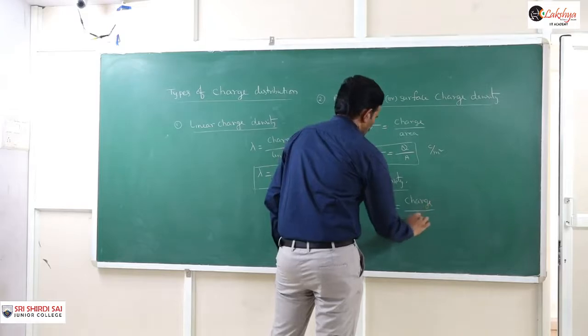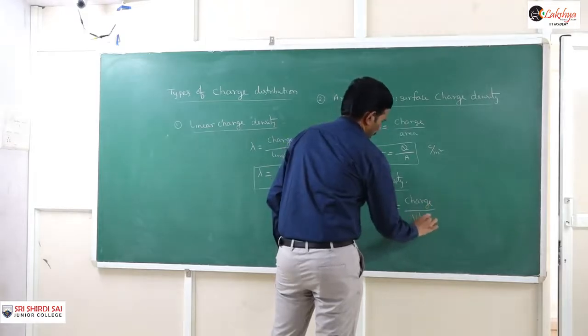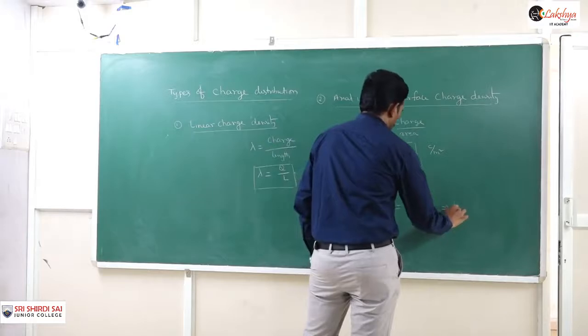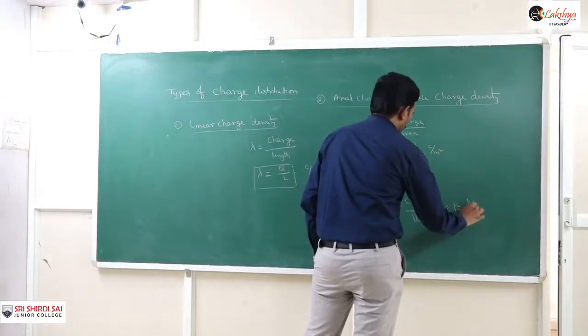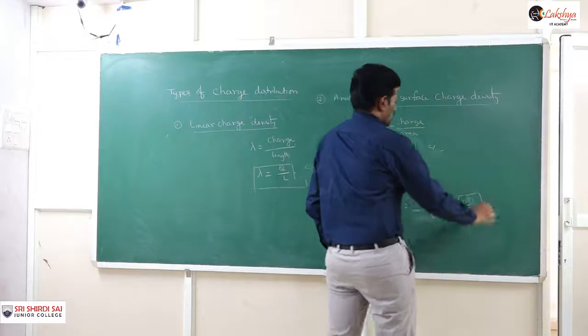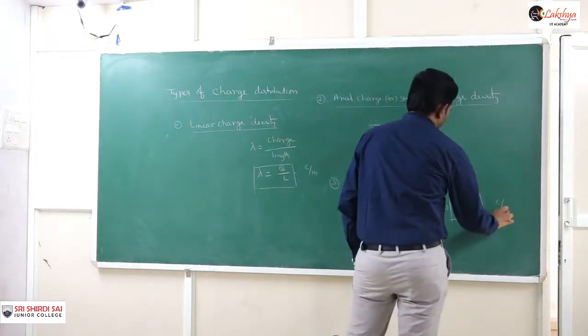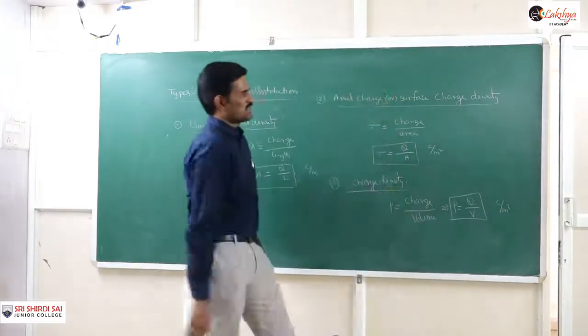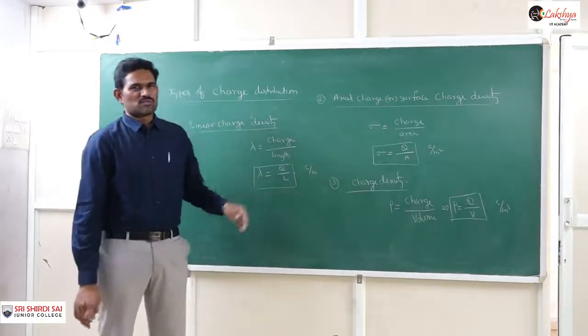So charge per unit volume. And so therefore I can write this as rho is equal to Q by volume, the volume in which the charge is distributed, and so this is Coulomb per meter cube. So these are the three types of charge densities we use here in continuous charge distribution problems.